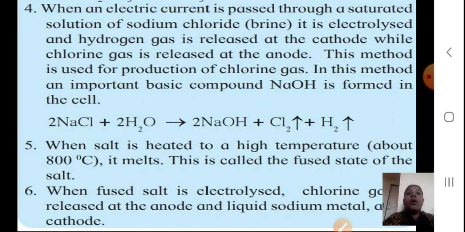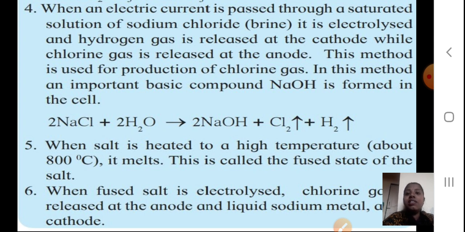Now, when an electric current is passed through a saturated solution of sodium chloride, we call that saturated solution brine. It is electrolysed and hydrogen gas is released at the cathode and chlorine gas is released at the anode. Students, so when we pass an electric current through the saturated solution of sodium chloride, what will happen? You will get hydrogen gas released at the cathode while chlorine gas will be released at the anode. This method is used for the production of chlorine gas. So in this way you can get chlorine gas.